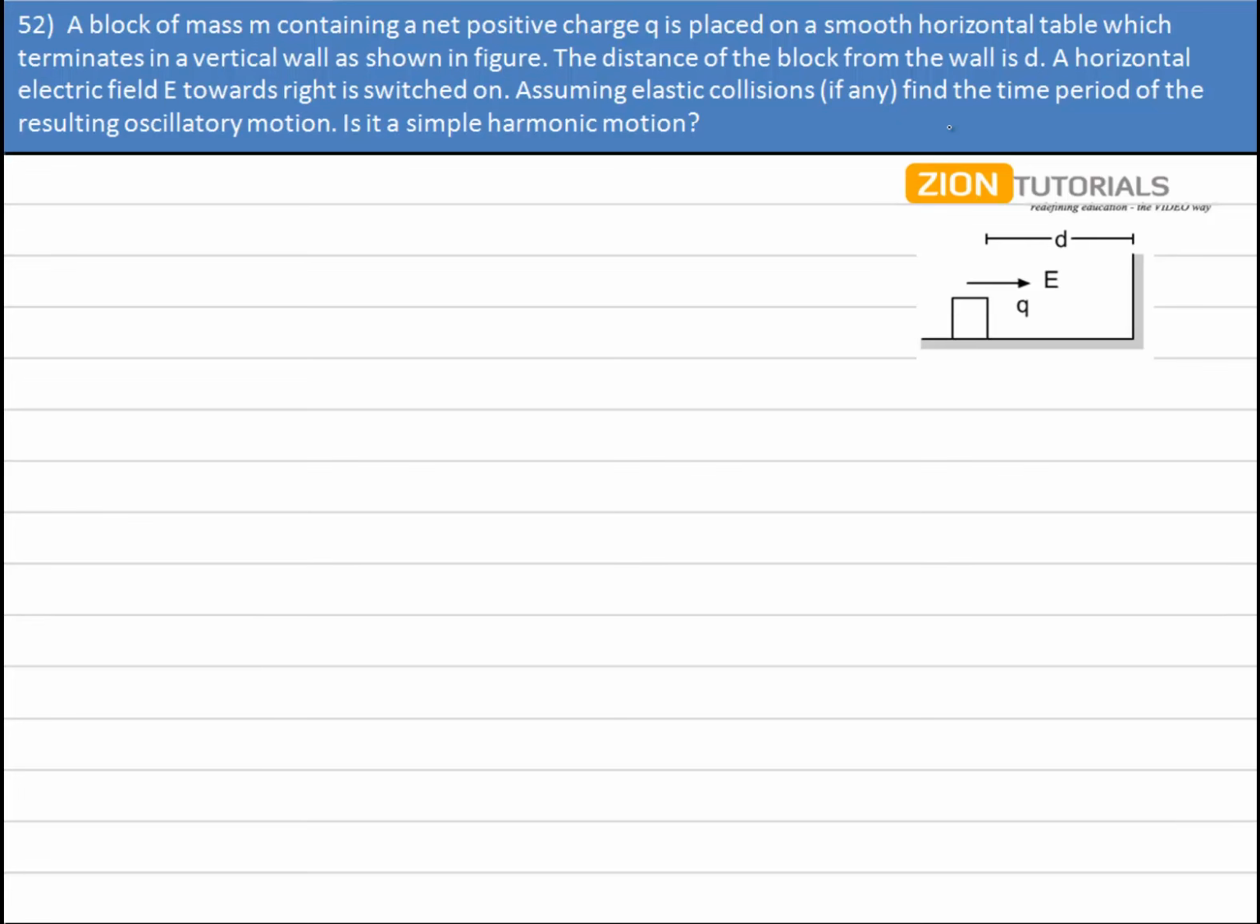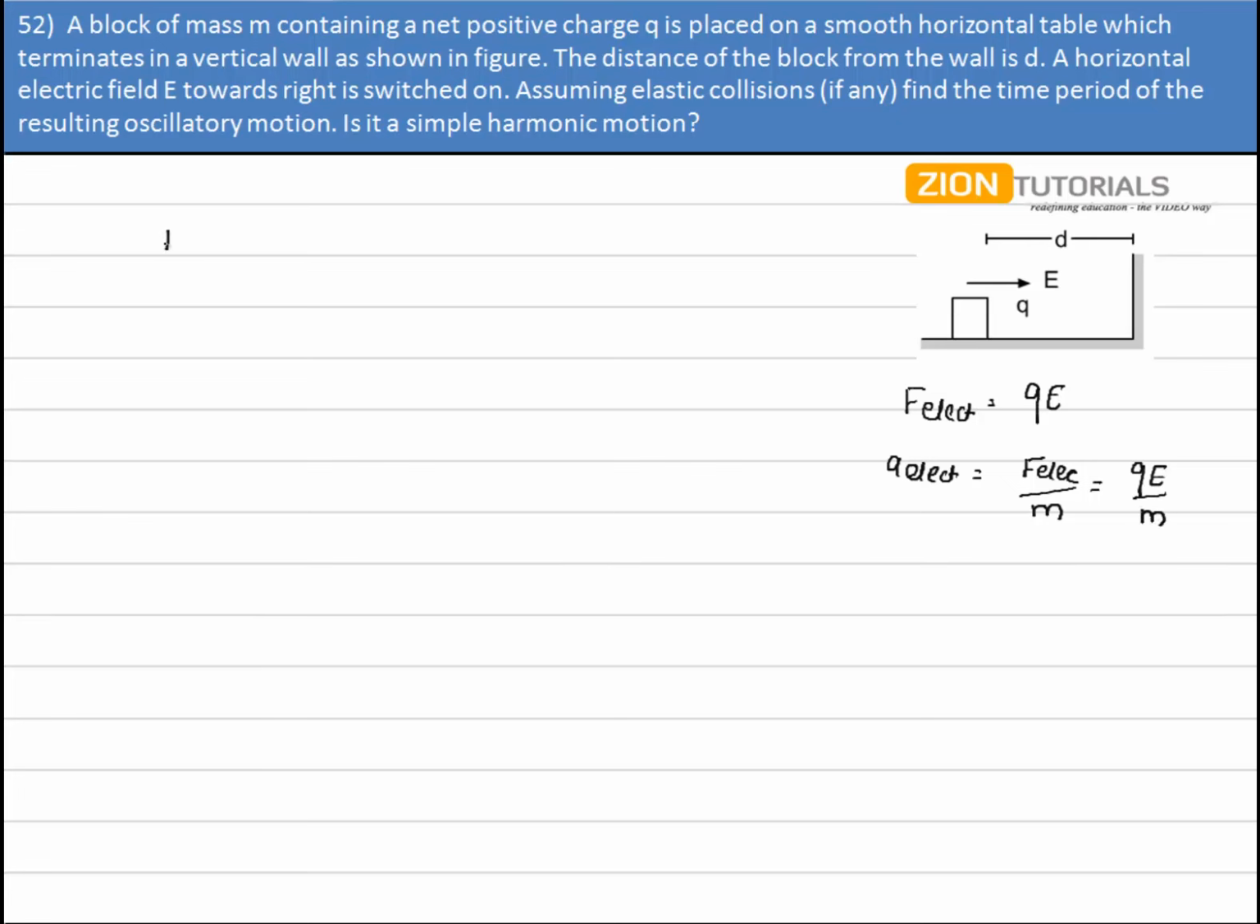First of all, let's calculate the time required for the block to reach the wall. The force experienced by the block due to the electric field is given by qE. So the acceleration due to this electric field will be F electric by mass, that is qE by m.